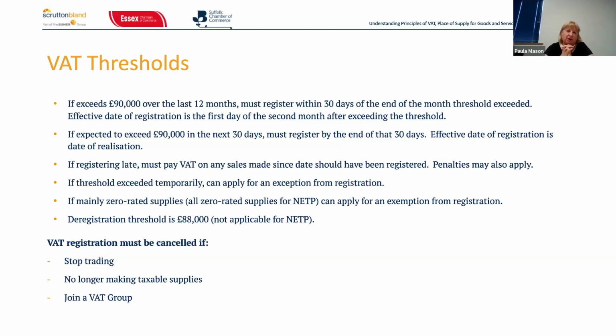If you also expect to exceed the £90,000 threshold in the next 30 days, then you must register by the end of that 30 days, and your effective date of registration is the date when you realise you would be going over the threshold.